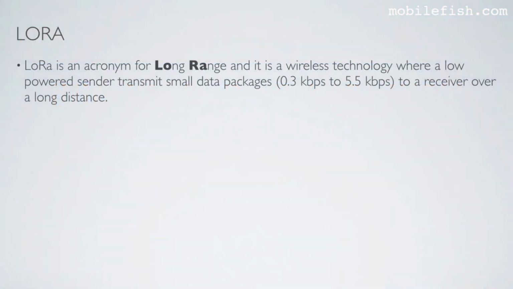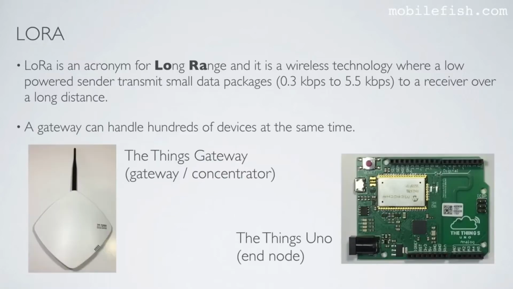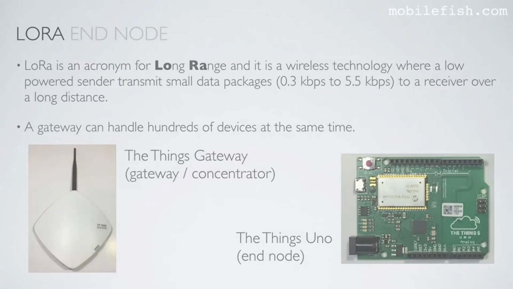LoRa is an acronym for long range, and it is a wireless technology where a low-powered sender transmits small data packages between 0.3 kilobits per second to 5.5 kilobits per second to a receiver over a long distance. A gateway can handle hundreds of devices at the same time.